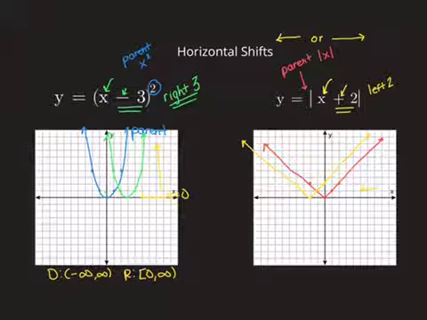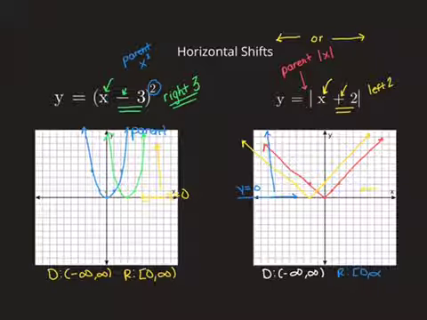My domain is still -infinity to infinity. And you can see that both of them start here at y equals 0 again. And everything's above 0. So our range is still 0 to infinity.